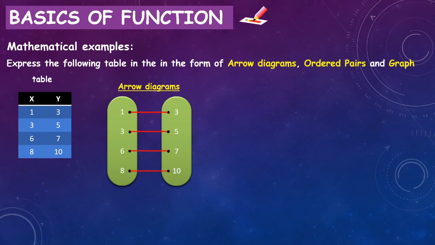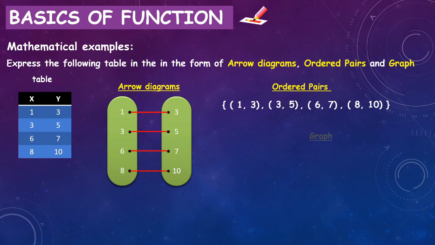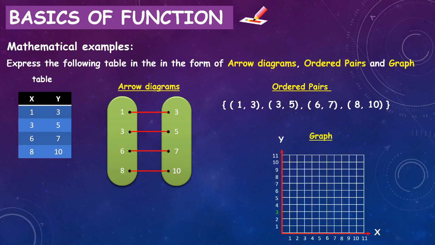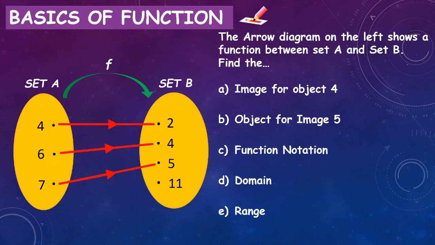For ordered pairs, we'll have 4 pairs of objects and images as seen here. For graphs, the object will be on the x-axis and the images will be on the y-axis. Let's try one last question. The arrow diagram on the left shows a function between set A and set B. Find the image for object 4, the object for image 5, the function notation, domain, and range.